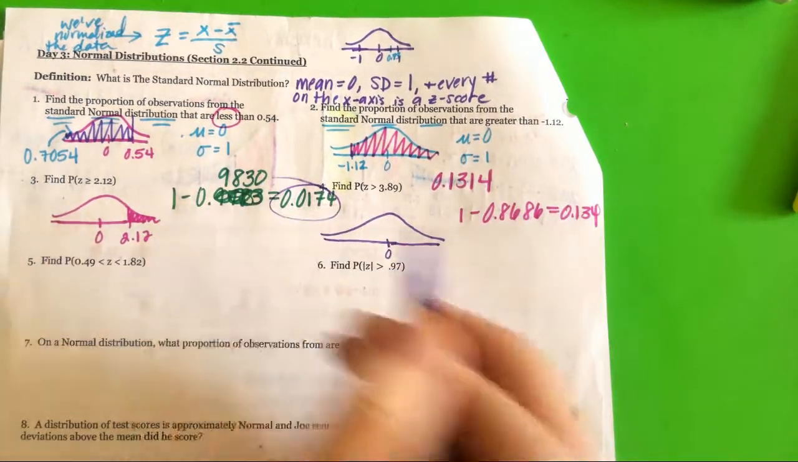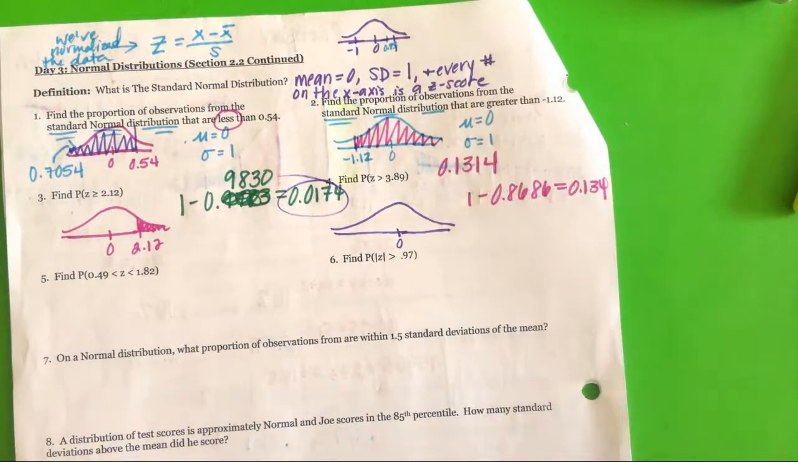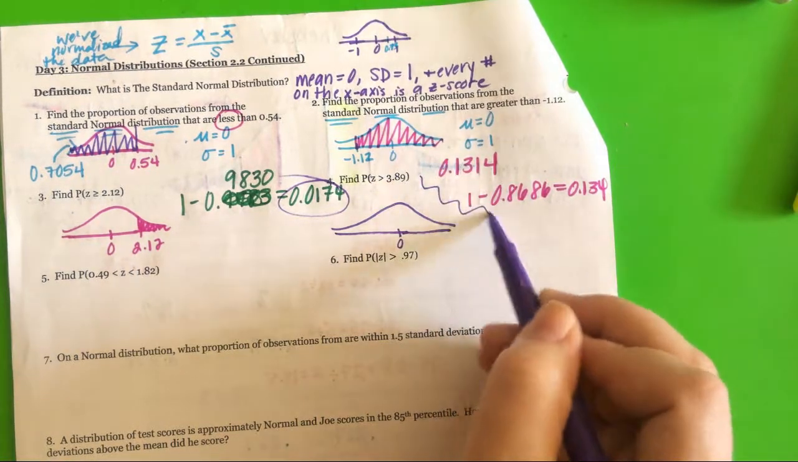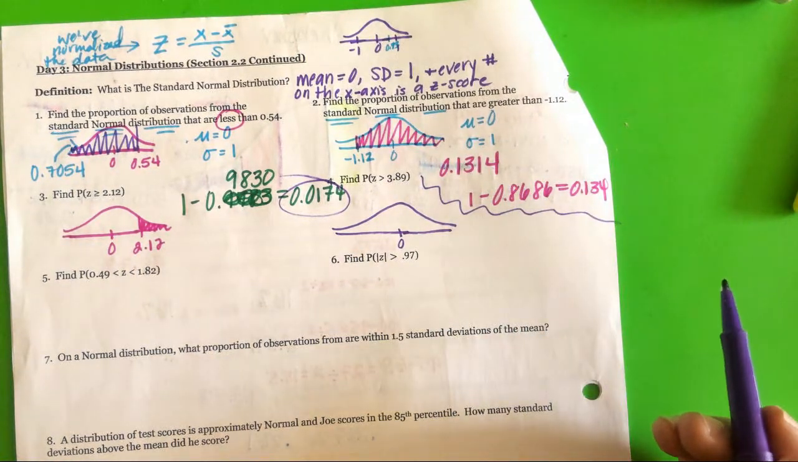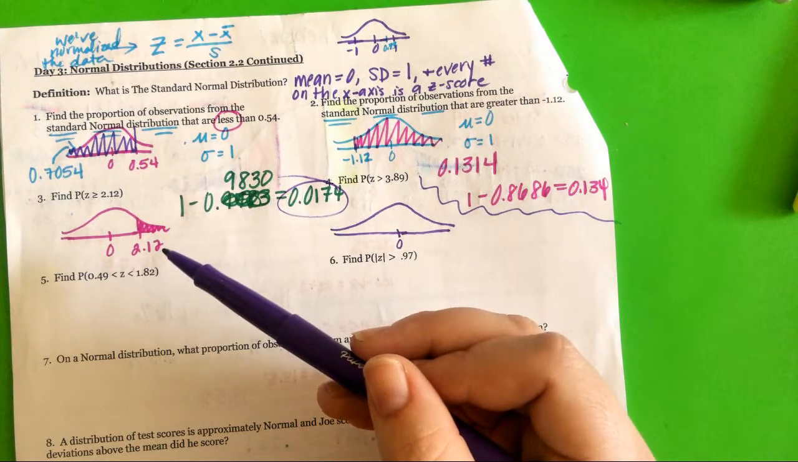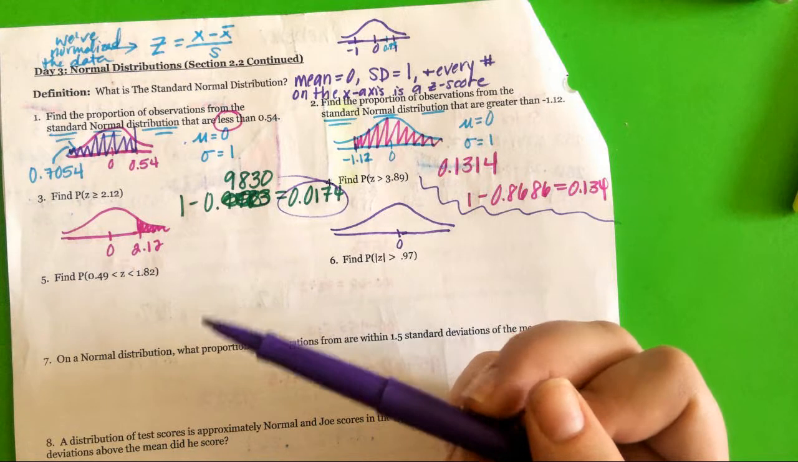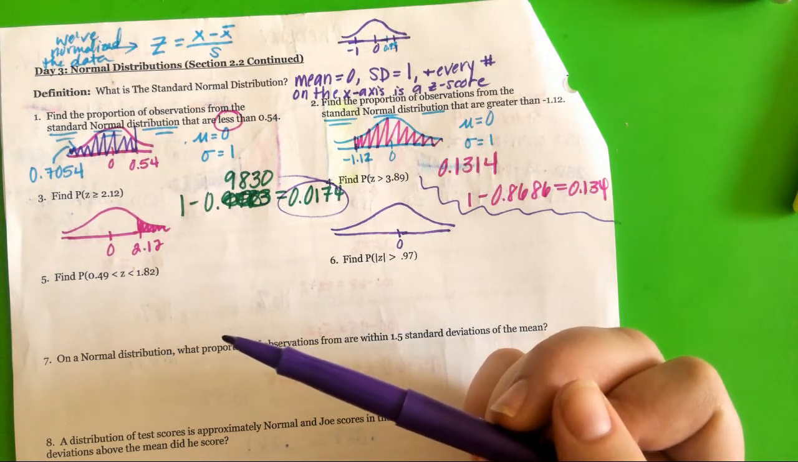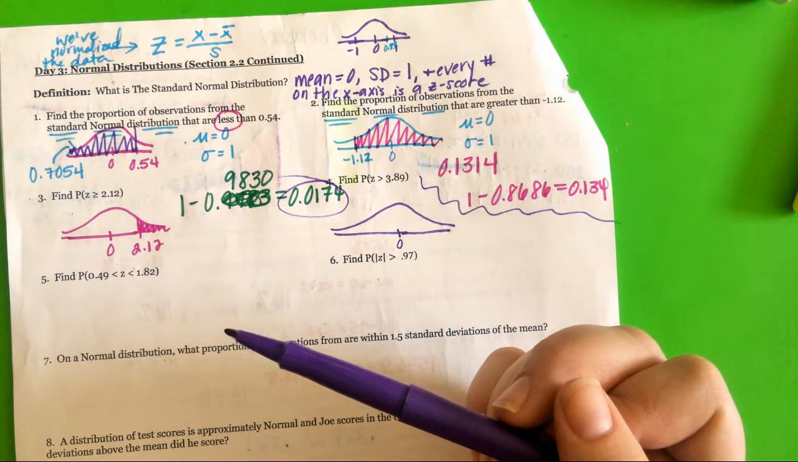Were there any questions about number 3 as to how we got the 0.0174? So you can do 1 minus what you actually got from your table. Or you can look at the negative version on the table, and it's going to be very similar, but with a rounding error, I believe.